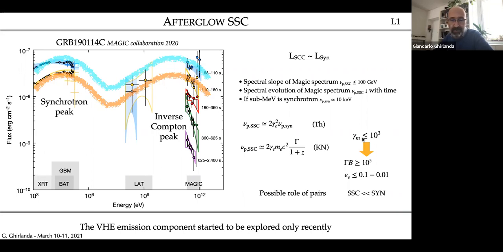So the presence of the possibility that GRBs can be accelerators of ultra-high energy cosmic rays and eventually producers of neutrinos. I close the parenthesis. And we go back to the, say, normal GRB.